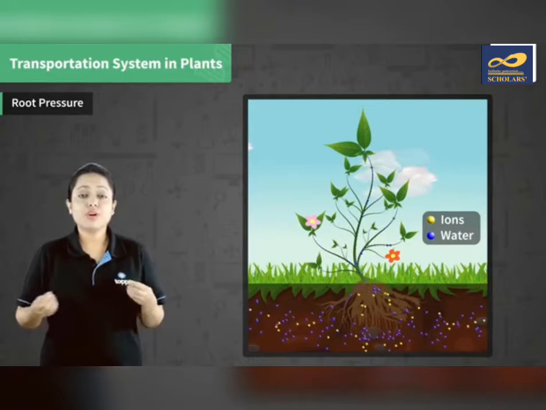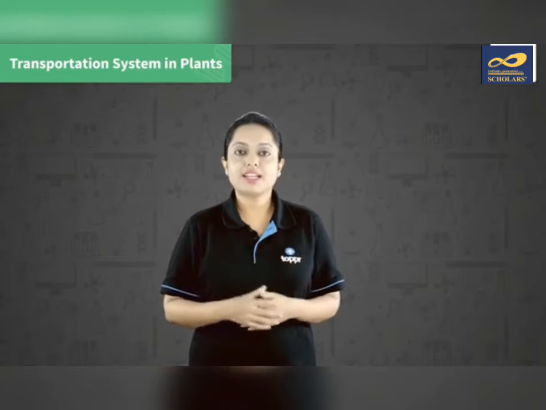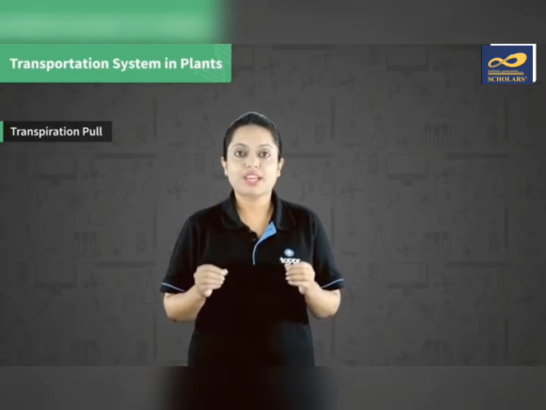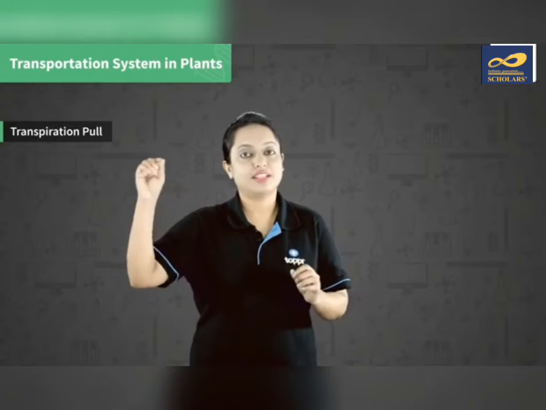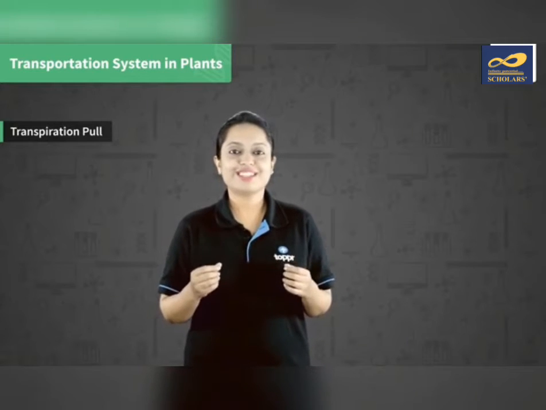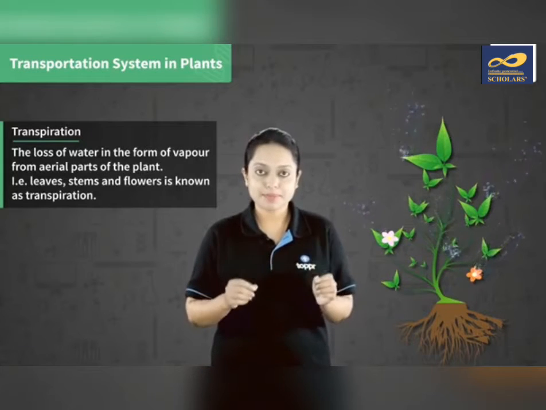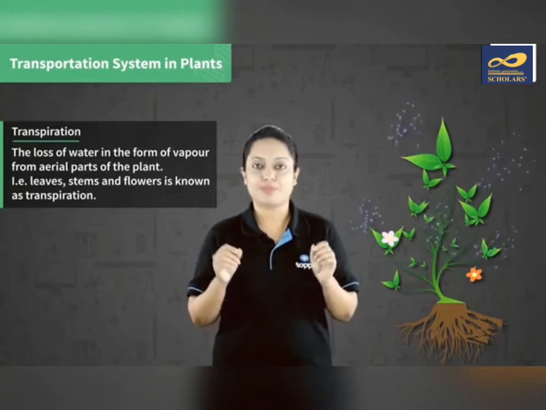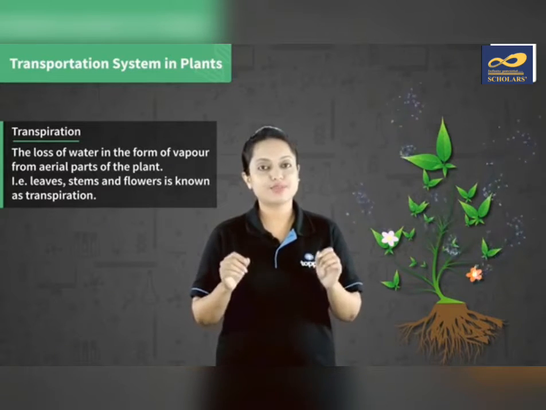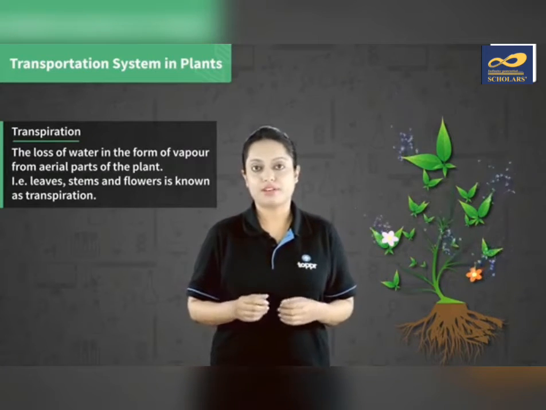But this pressure is not enough to carry water in tall plants. So, in such plants, plants follow some other mechanism, that is transpiration pull, to carry water from the roots to their leaves. Now, to understand what is transpiration pull, let's first understand what is transpiration. The loss of water in the form of water vapor from all the aerial parts of the plant, that is the leaves, stem and flowers, is known as transpiration. Transpiration in leaves mainly occurs through stomata.